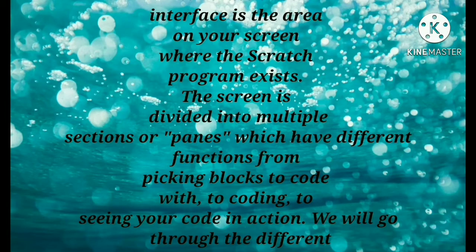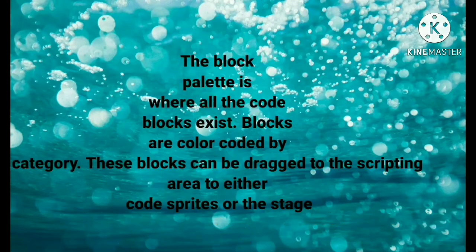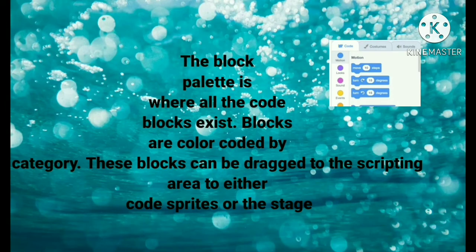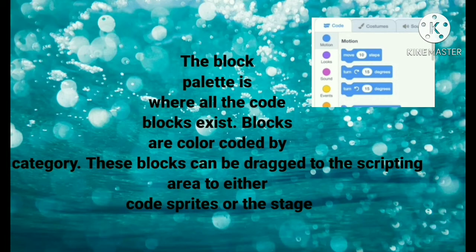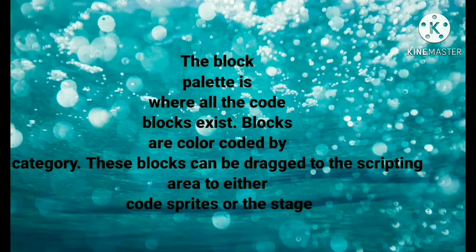The interface is the area on your screen where the Scratch program exists. The screen is divided into multiple sections or panes which have different functions, from picking blocks to code with, to seeing your code in action. We will go through the different panes. The block palette is where all the code blocks exist by category. These blocks can be dragged to the scripting area to code sprites or the stage.